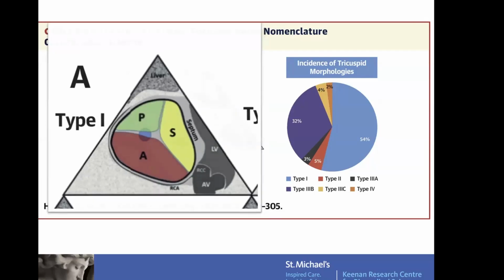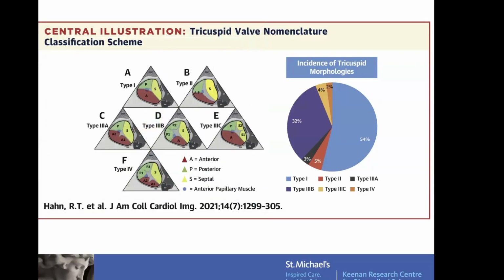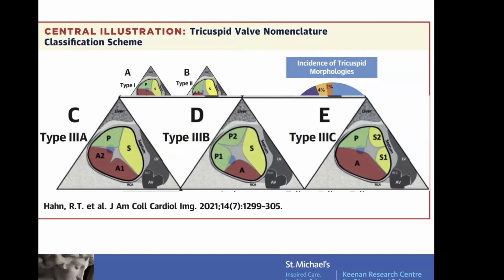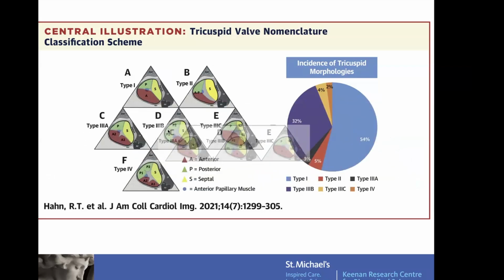Five percent of the time it can be bicuspid. Most commonly it is quadricuspid, or a 4-leaflet configuration. And again, the location of the papillary muscle helps you determine whether there are 2 anterior leaflets, 2 posterior leaflets, or 2 septal leaflets. And then you can also have a type 5 valve where there are 5 or more cusps. The tricuspid valve can get relatively complex.